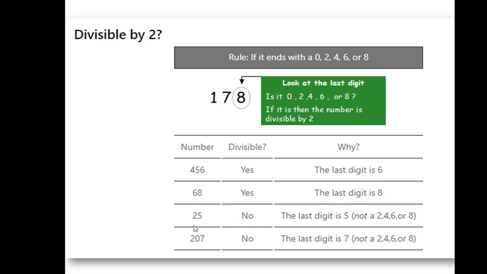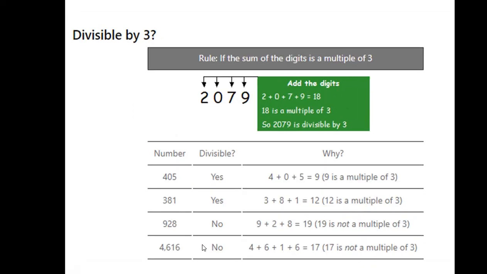Then the next example is 25. Is it ending with 0, 2, 4, 6 or 8? No. Then it is not divisible by 2. Why? Because the last digit is not 0 or 2 or 4, 6 or 8. So the number is not divisible by 2. Then the last example, 207. Here also the ending number is not 0, 2, 4, 6 or 8. Then the number is not divisible by 2.